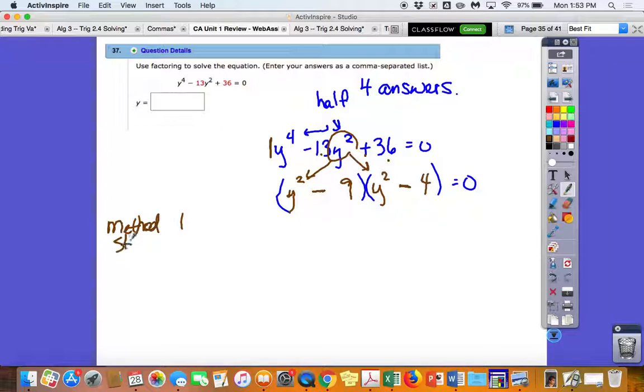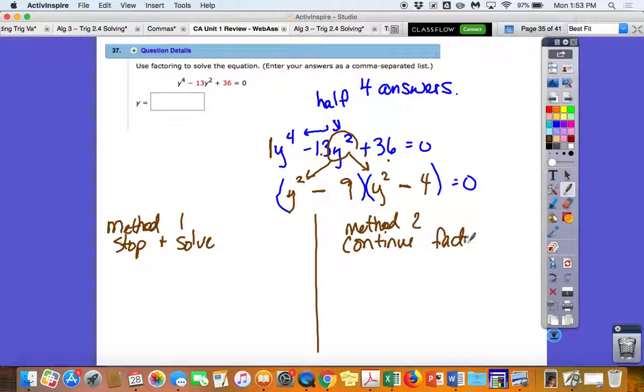So this would be stop and solve. Okay? Method 2, continue factoring. Now, you do not have to do it both ways on the test. I'm just trying to give you options, so please, I'm really not trying to confuse anyone.